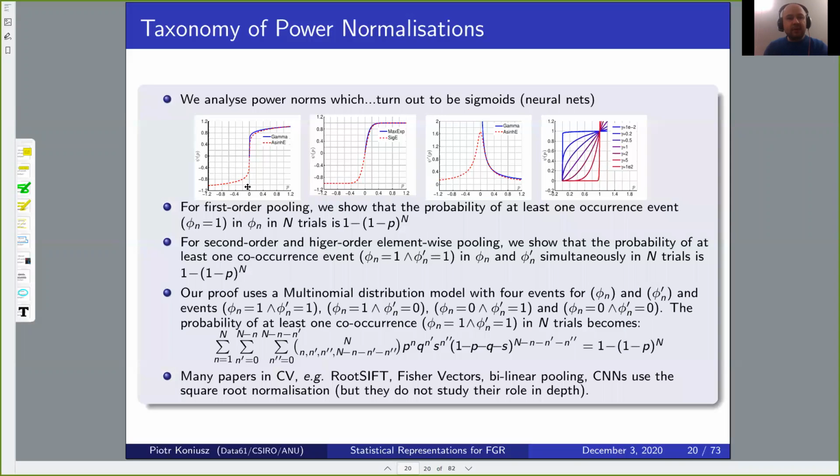So just to quickly summarize, over here we have an illustration of different pooling functions. We have gamma in blue, which operates on non-negative values. Then we have arcsine hyperbolic, which naturally extends it to negative values. We have maxexp, which again operates only on positive values. Then we have sigmoid, which extends it naturally to also negative values. And as you can see, maxexp essentially saturates at 1, while gamma doesn't. And also the derivative of gamma at 0 tends to infinity.